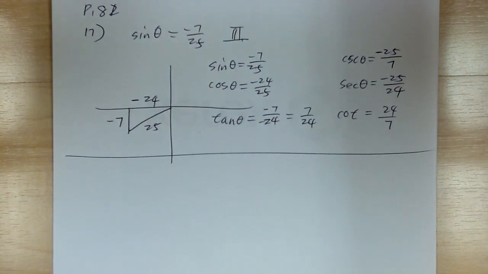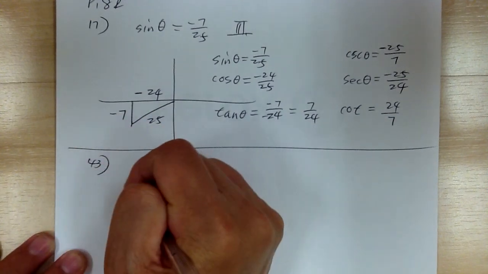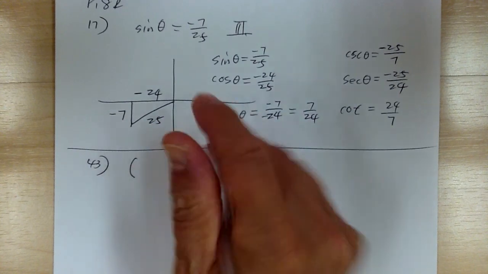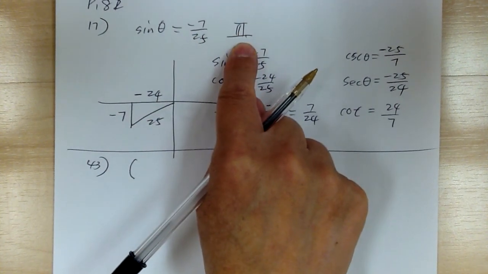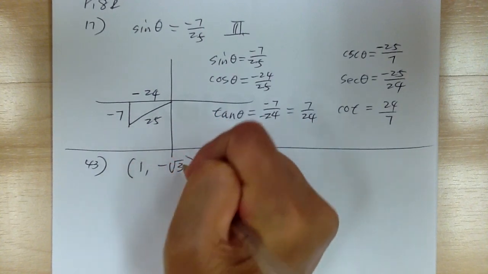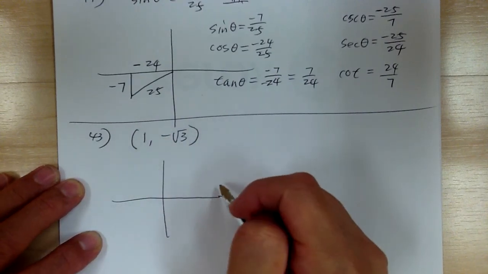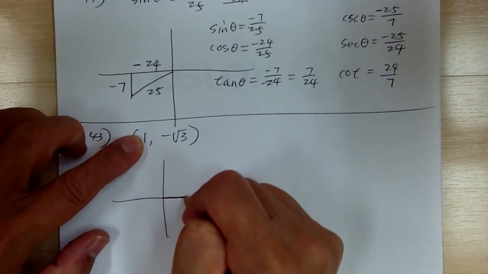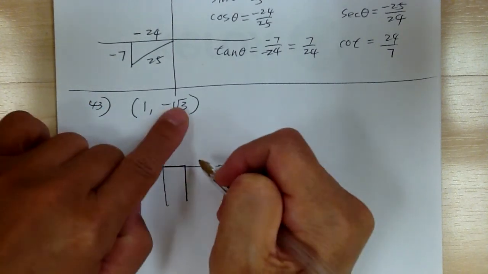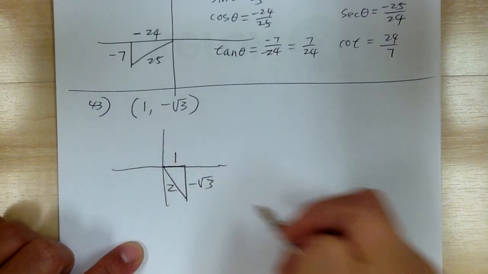Okay, let's go to number 43. Okay, number 43, you have, now instead of giving you the ratio and the quadrant, they give you the point. So 1, negative square root of 3. So every problem is the same steps. You got to get your triangle. Okay, so this is going to be 1. Now this is longer, so if this is longer, just make it longer than that, right? So it'll be 1, negative square root of 3, so this will be a 2.